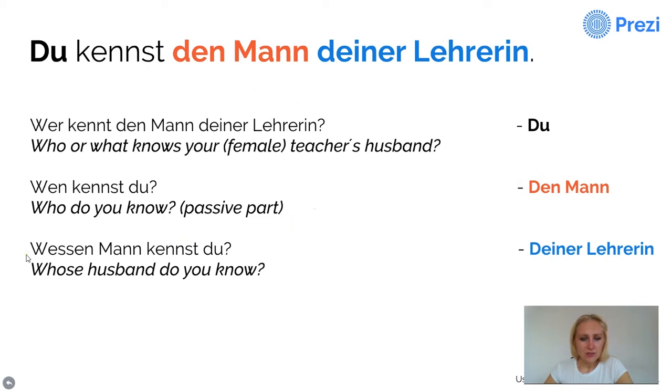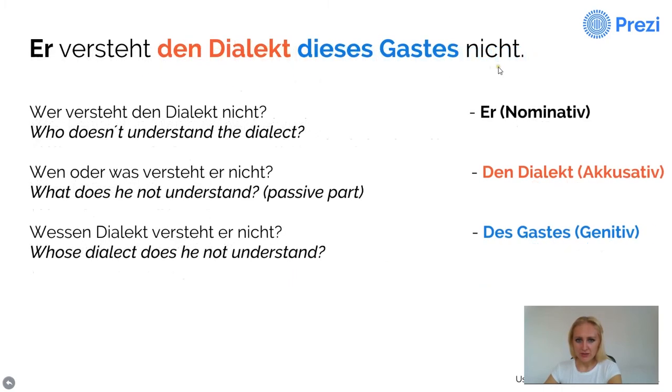Then the next case question is wessen Mann kennst du? So this is the genitive question here for the genitive case. Whose husband do you know? Wessen Mann kennst du? The answer is deiner Lehrerin, den Mann deiner Lehrerin. So it's your female teacher's. So deiner Lehrerin here is the genitive object. Okay, deiner Lehrerin. For the female nouns in the genitive case, we do not add an s or es at the end, right? It does not count for female or plural nouns in the genitive, just for neuter and masculine. Okay, so here you have this example, this sentence here. Let's break down the next sentence.